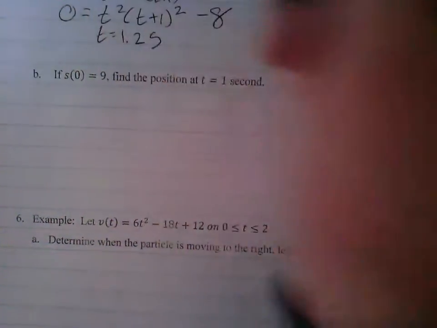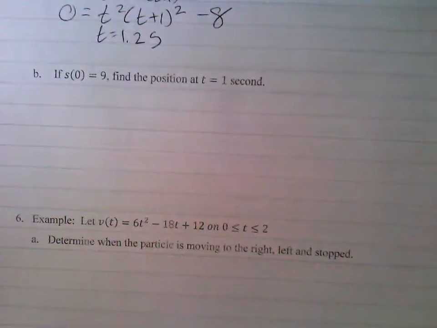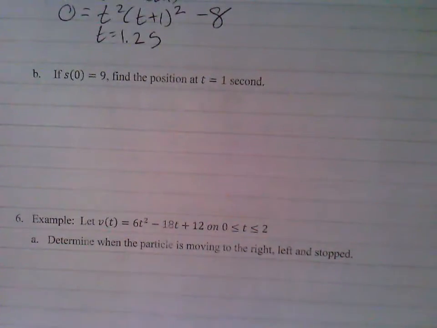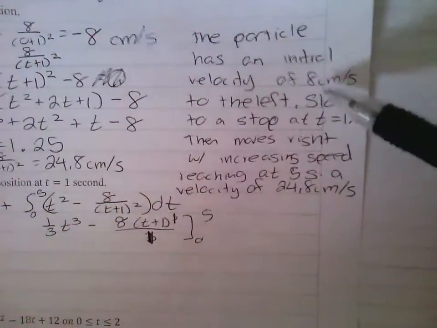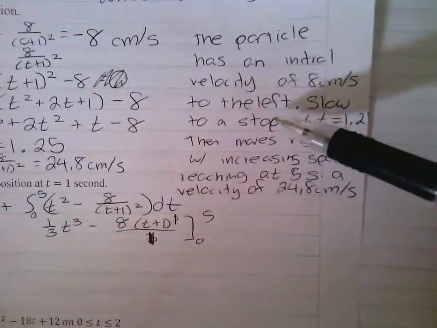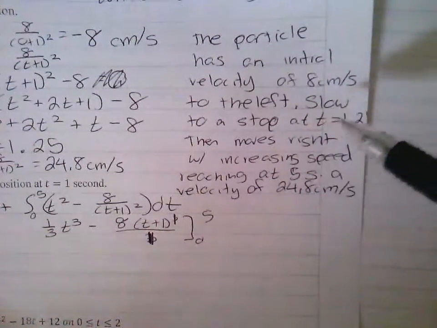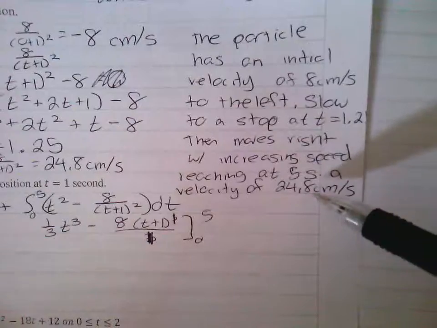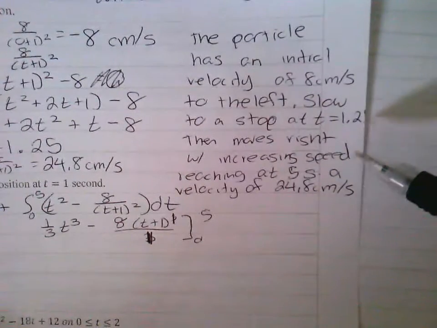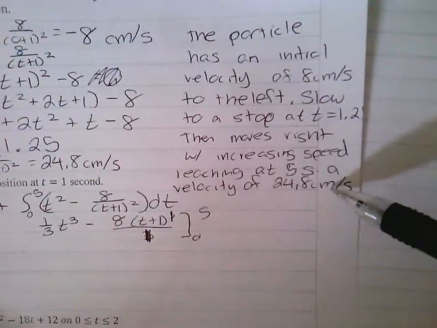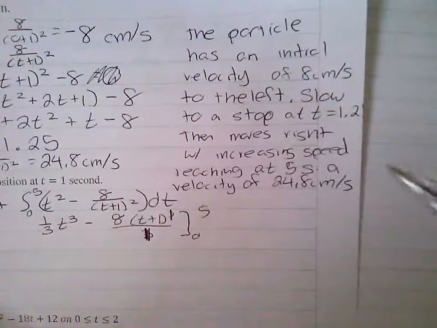So t equals 1.25. So the object motion is going to be, the particle has an initial velocity of 8 centimeters per second to the left. Then it slows to a stop at t equals 1.25. Then it's going to move right with increasing speed, reaching at 5 seconds a velocity of 24.8 centimeters per second. So that's all that happened here.